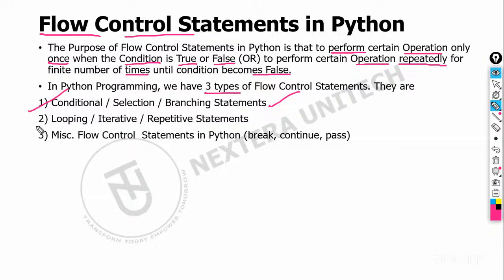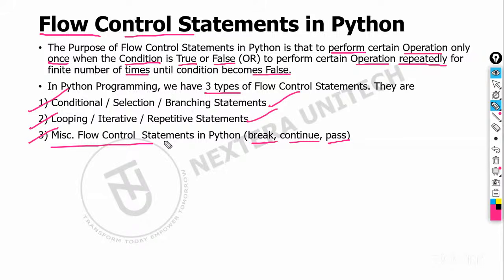Then the next one is looping or iterative or repetitive statements. Loops. Looping or iterative or repetitive statements. And the third one is miscellaneous flow control statements. They are break, continue, and pass. We have break, continue, and pass as miscellaneous flow control statements in Python.